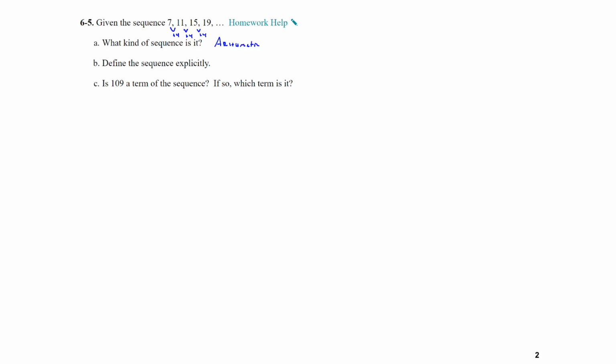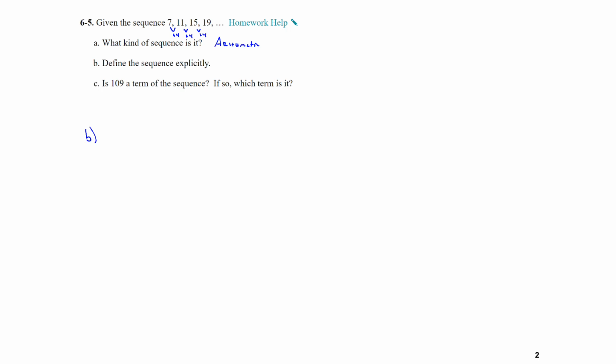Define the sequence explicitly, so we want to give the equation that clearly defines what this sequence is, and we can find any term number. So there's two things we need. We need to identify the starting value and the rate of change or slope for this one, or the generator.